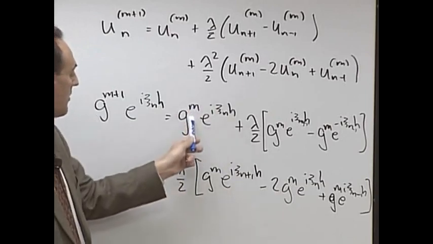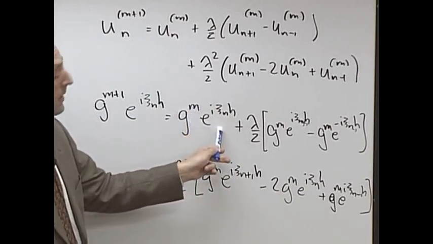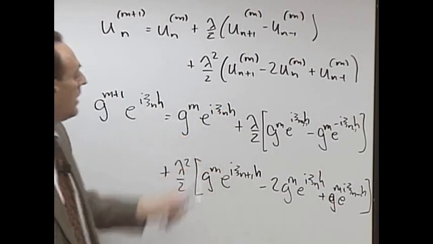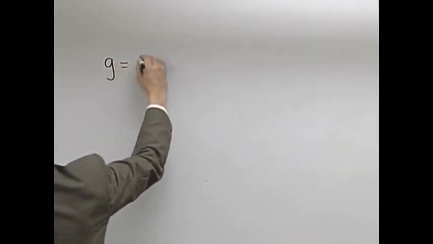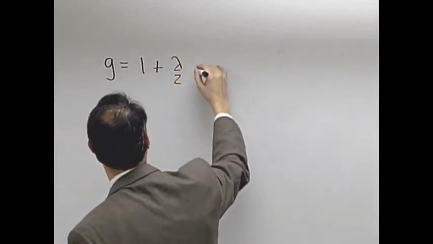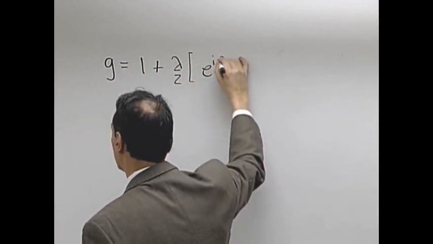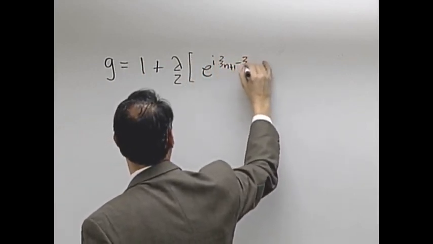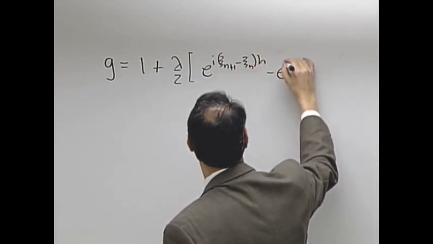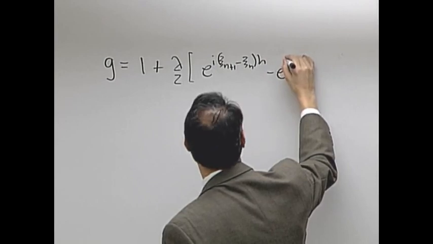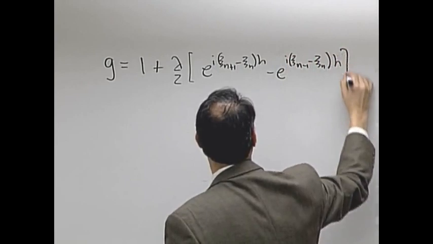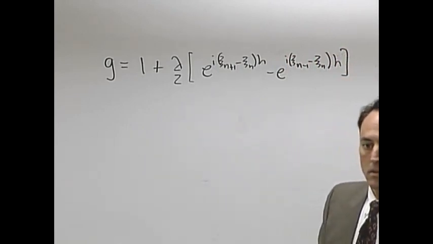So this here is going to be, I've already divided by g of m. I've multiplied this by e to the minus, so this is going to be all 1 here. That's going to go away. So you're going to get g is equal to 1 plus lambda over 2, and then what you get in that is you're going to get your e to the I, c of n plus 1 minus c of n, h, minus e to the I, c of n minus 1 minus c of n, h. That comes in from that term.